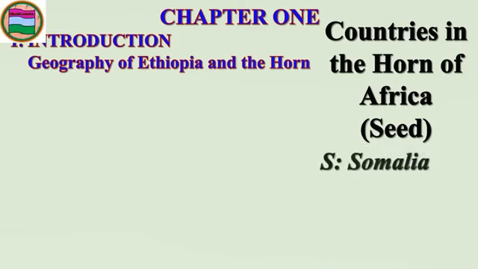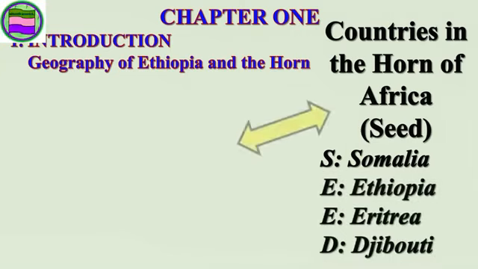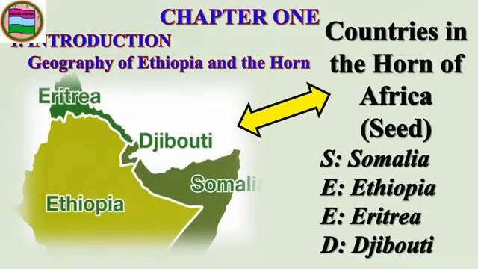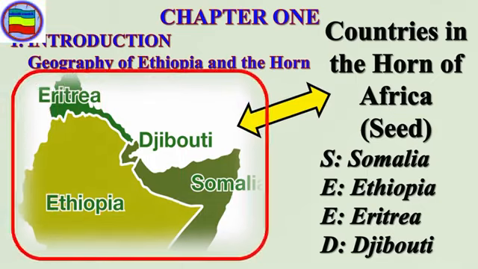Ethiopia, Eritrea, and Djibouti. These are the countries categorized as the Horn. So this geography of Ethiopia and the Horn is focused on the geography of Ethiopia, meaning the physical as well as the human aspects of Ethiopia, and also the physical and human aspects of the Horn of Africa, which includes Ethiopia, Eritrea, Somalia, and Djibouti.